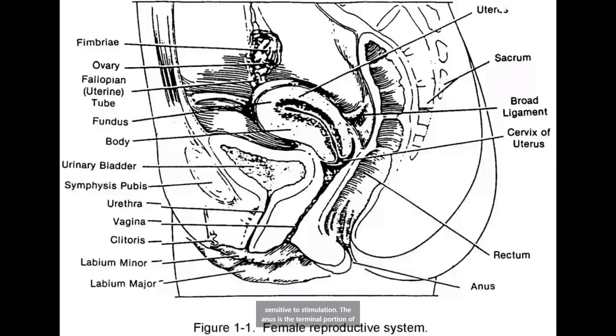The anus is the terminal portion of the rectum. Its moist mucosal tissue is pink and surrounded by hyperpigmented perianal skin. Hair may be present in the perianal area in an adult. Normally, the anus is closed except during defecation.